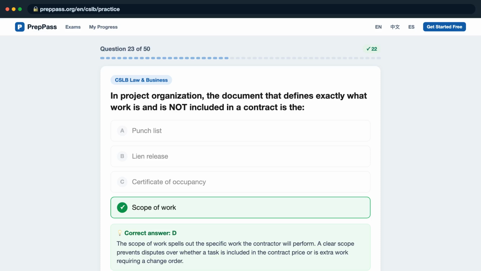The scope of work spells out the specific work the contractor will perform. A clear scope prevents disputes over whether a task is included in the contract price or is extra work requiring a change order.